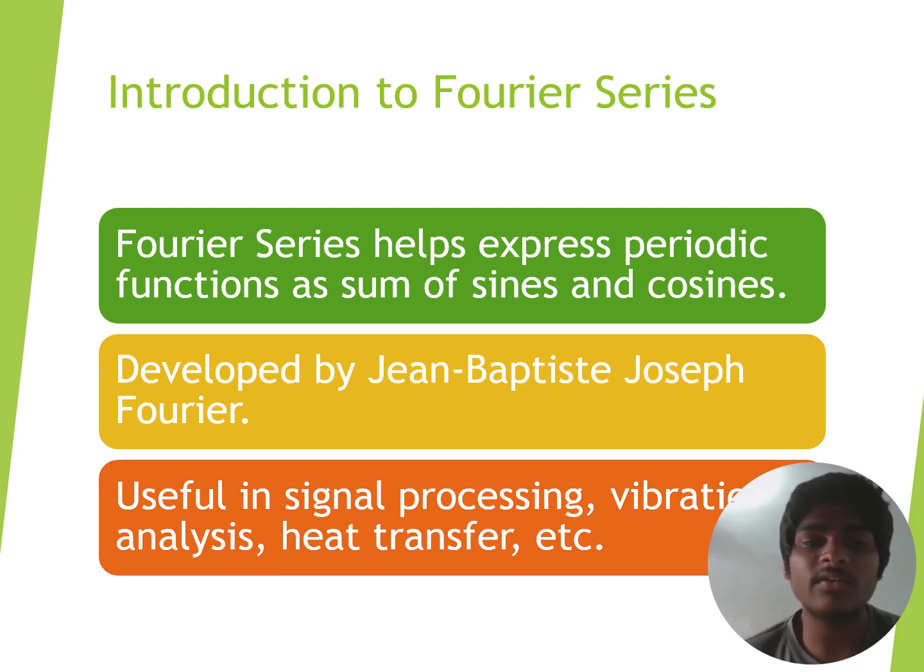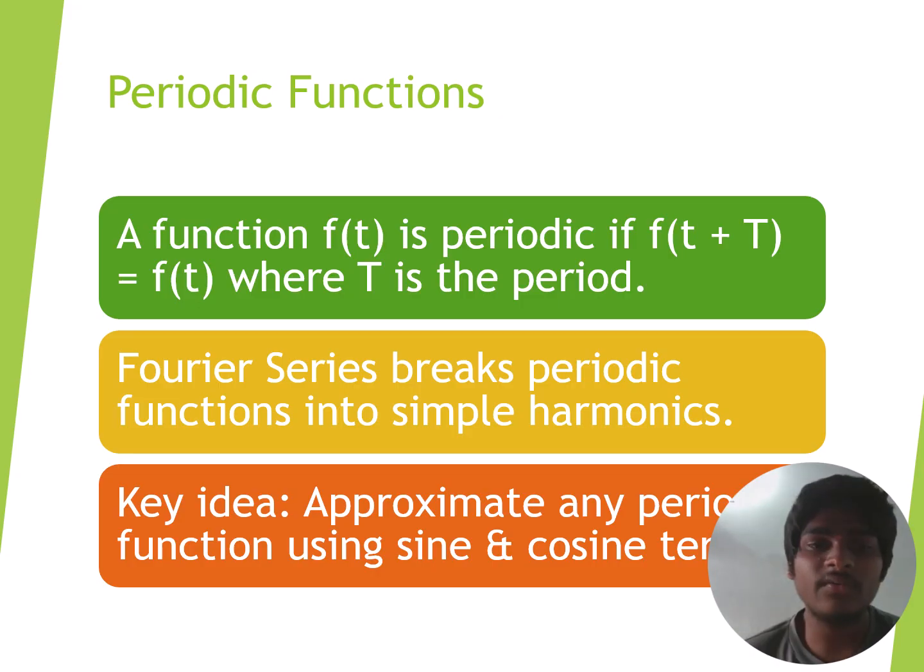Let us see what is periodic. What is a periodic function? A function f of t is periodic if f of t plus capital T is equal to f of t, where capital T is the time period. Fourier series breaks periodic functions into simple harmonics. The key idea is to approximate any periodic function using sine and cosine terms, that is, simple harmonic functions.